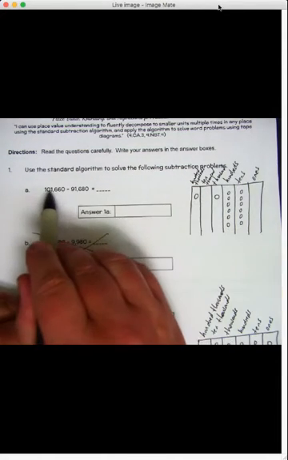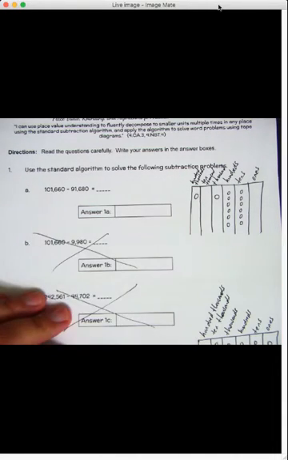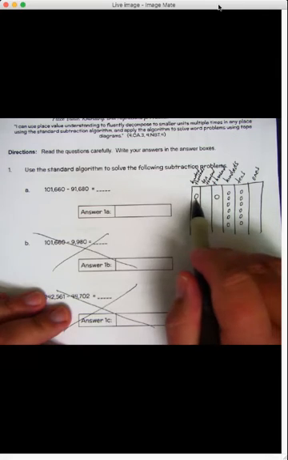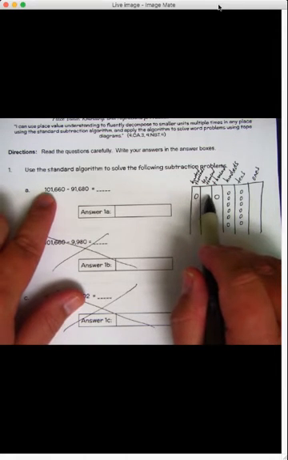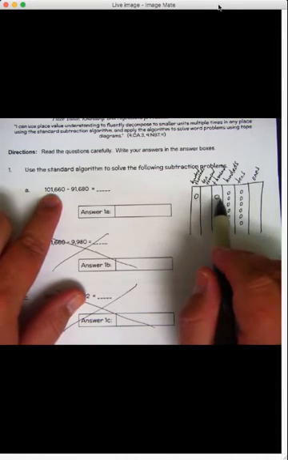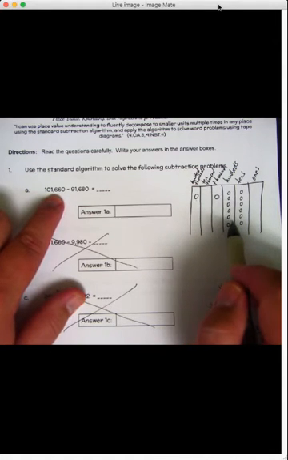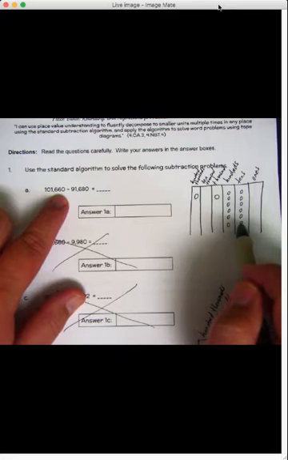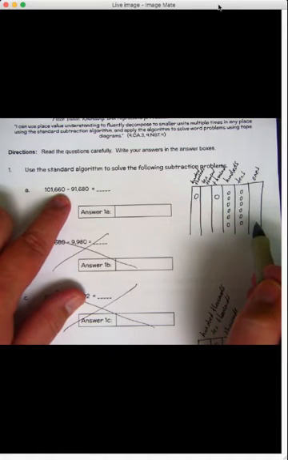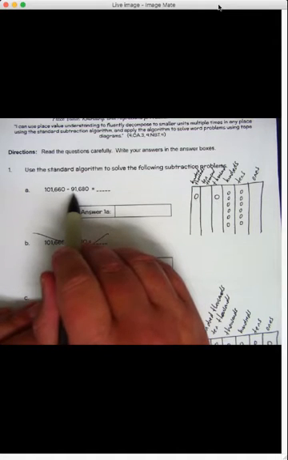Okay? So I have represented our larger number here, 101,660 on our place value chart. I have 100,000. We don't have any 10,000s. We have 1,000. We have 600s. We have 610s, and we don't have any ones. Okay? So now the problem is we've got to take away this from this.